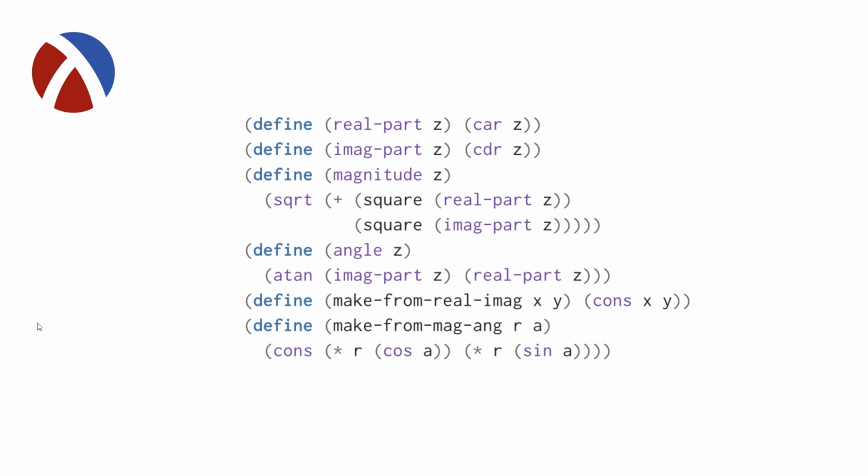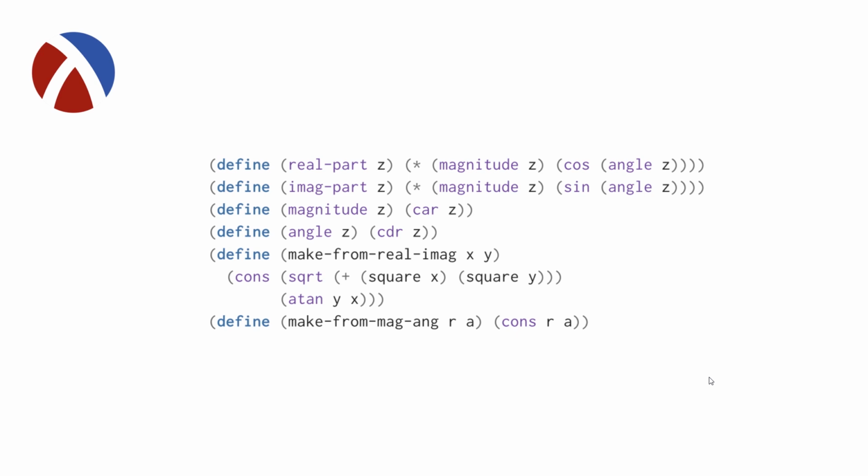So the key point here is if you look at the last two procedures here, these are the constructors. And so this is for if we're choosing the rectangular representation. You note that when it's calling the constructor make from real imaginary, it's just doing a cons because we don't need to do a transformation here. But if we're provided with a magnitude and an angle, then we need to do a transformation because we're choosing to store using the rectangular representation.